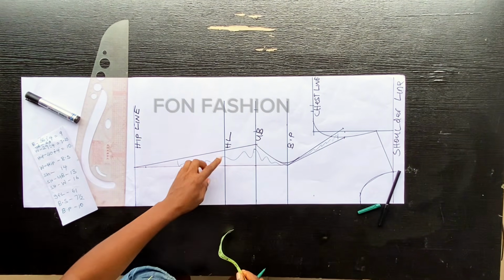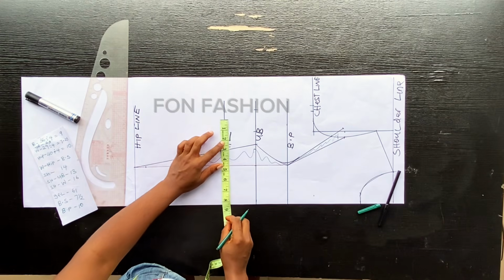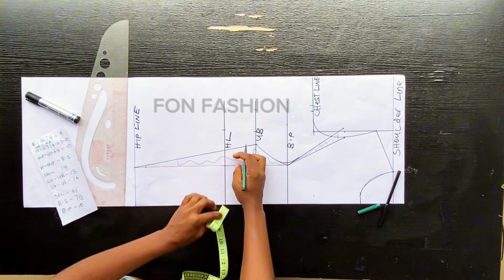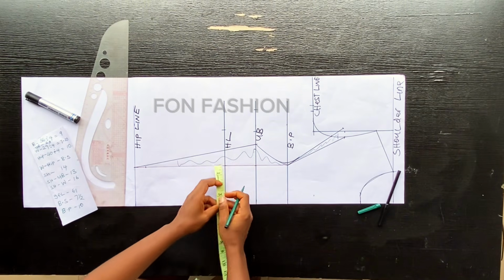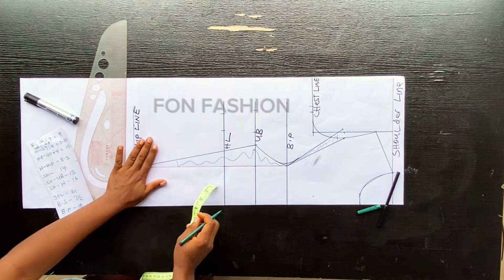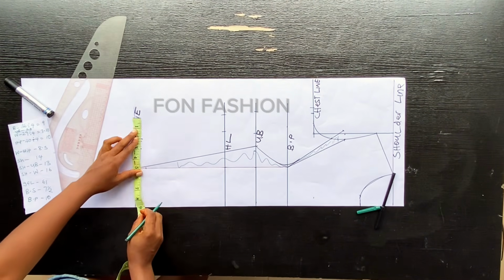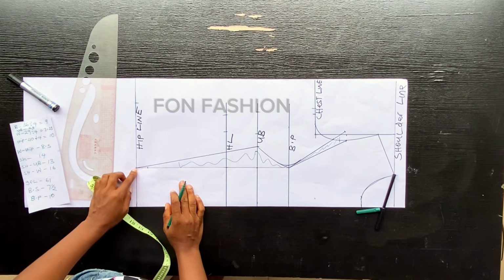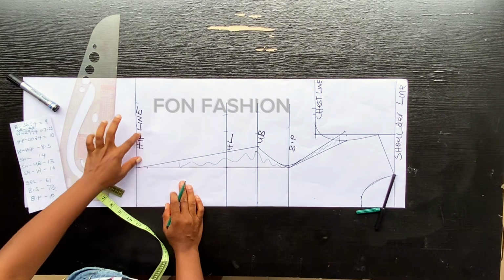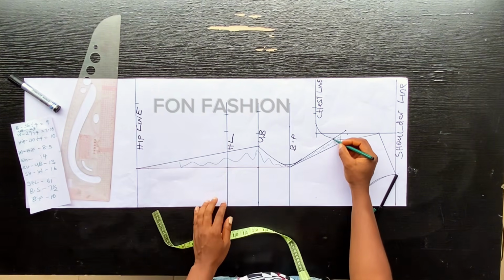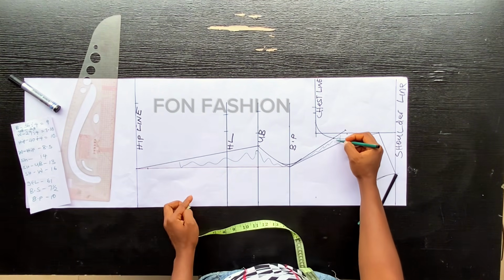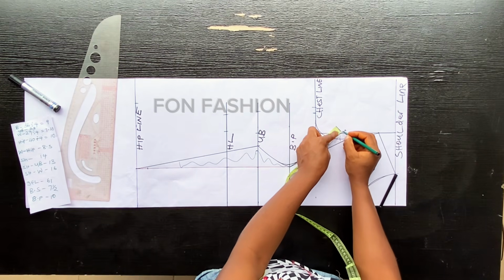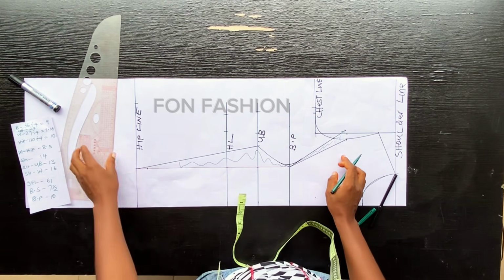Okay, then I'll come to the waistline and mark my waist circumference divided by 4. Okay, and then I'll also replace this dart intake. All right, I'll come to the hip line and mark my hip measurement divided by 4. Okay, so I'm not replacing anything because I am not taking out anything from my hip line. Okay, and I'll come to this second line and replace what I'm supposed to be taking out from here, which is 1 inch. So I'll mark it down and redraw the line.